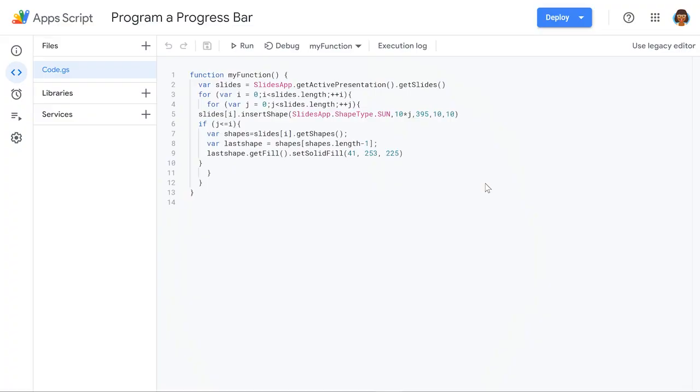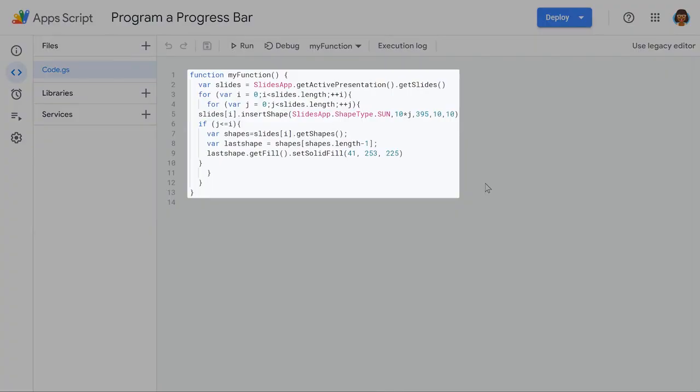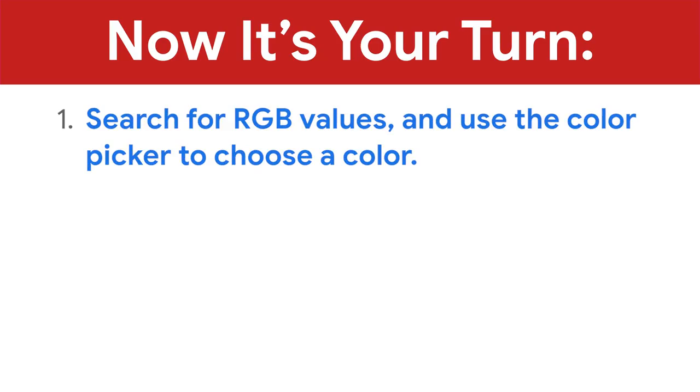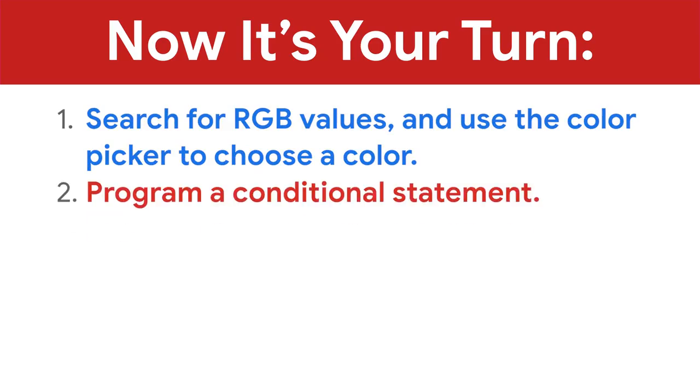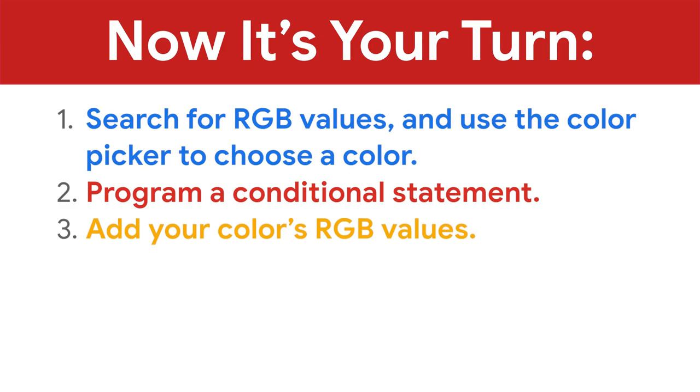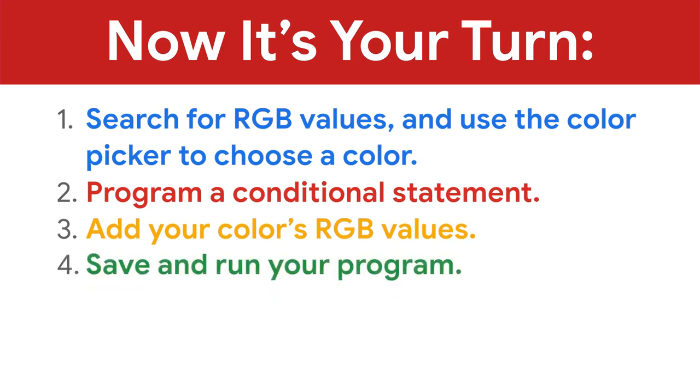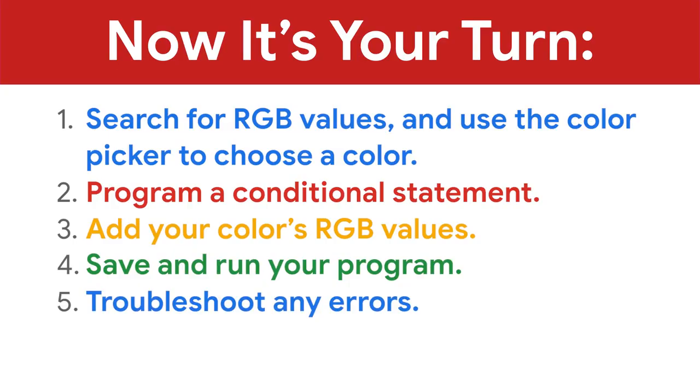Don't worry if you get an error message. You just typed a lot of code. Take a moment to read the error message, compare your code to what's on screen, and troubleshoot the problem. Now, it's your turn. Search for RGB values and use the color picker to choose a color. Program a conditional statement. Add your color's RGB values. Save and run your program and troubleshoot any errors.